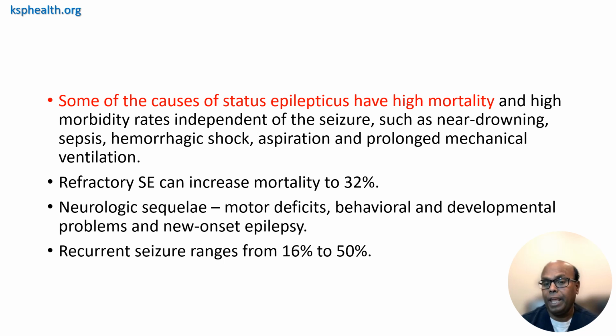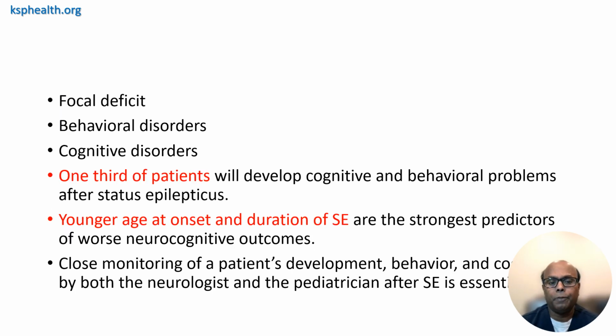Neurologic sequelae such as motor deficits, behavior and developmental problems, and new-onset epilepsy can happen after status epilepticus. Recurrent seizure ranges from 16 to 50%. It can lead to focal deficit, behavioral disorder, and cognitive disorder. One-third of the patients will develop cognitive and behavioral problems after status. Younger age at onset and duration of status are the strongest predictors of worse neurocognitive outcomes. So it's very imperative for pediatricians and family practitioners to halt the seizures as quickly as possible. After discharge, close monitoring of the patient's development, behavior, and cognitive ability by both the neurologist and the pediatrician is essential.